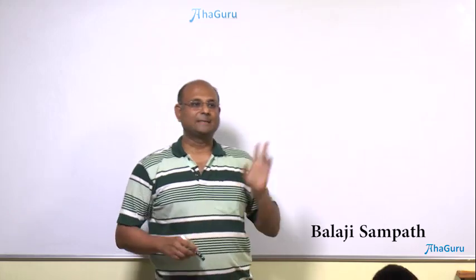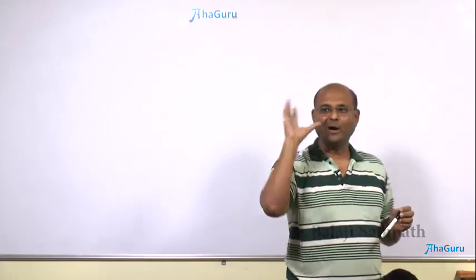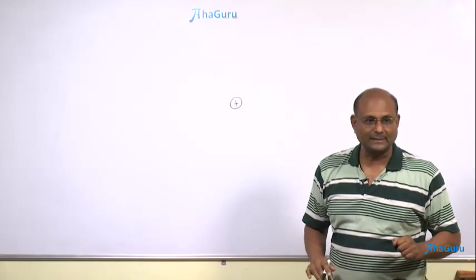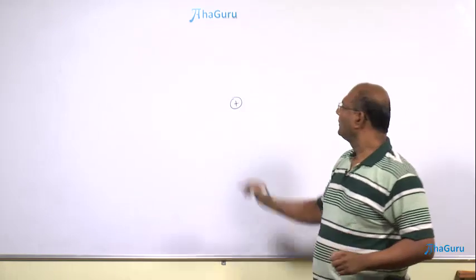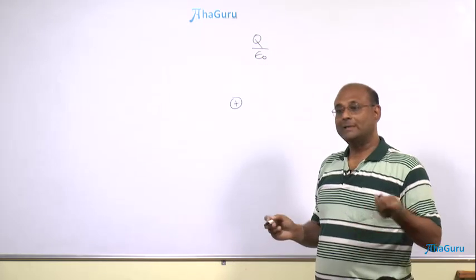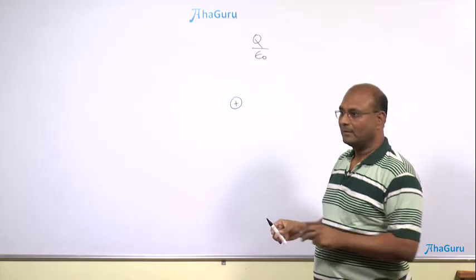So let us start with a very simple idea. I have a point charge Q. How many lines does it produce? Q by epsilon naught lines. How are these lines going to basically emerge?